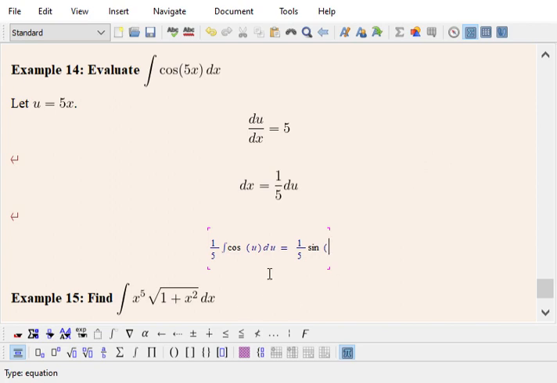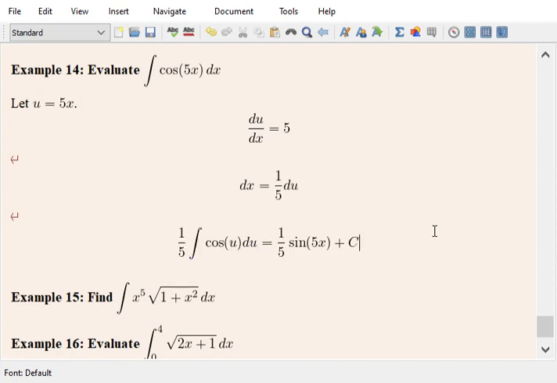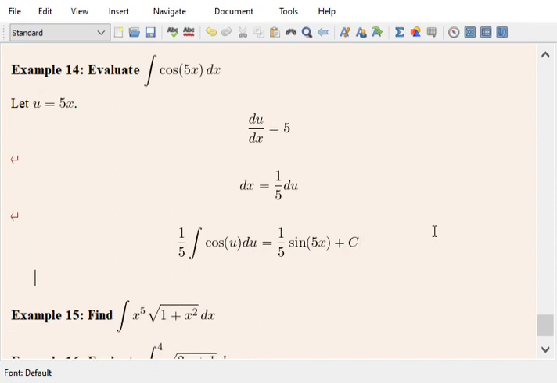And let's go ahead and save some time. This is going to be the sine of u. What is u, though? Well, u is 5x. So there we go. That's all there is to it. Now, before we move on, I want to mention something really that you should keep in memory.